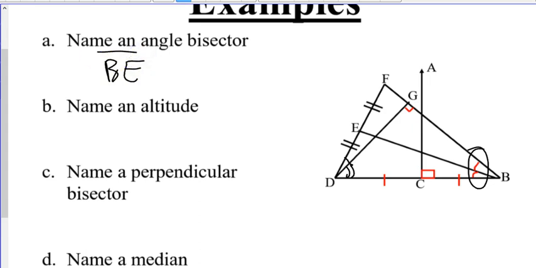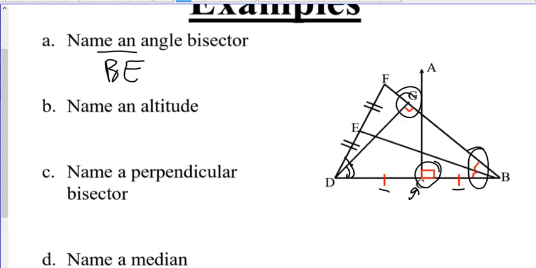Name an altitude. As soon as you hear altitude, you've got to look for a right angle. So where do we have a right angle? We have one right here and right here. But remember, an altitude must come from a vertex. The one at C is AC, or actually CA, technically, and it's not coming from a vertex. So that is a perpendicular bisector. I say that because of the two hash marks here. It's a perpendicular bisector, but it is not an altitude.